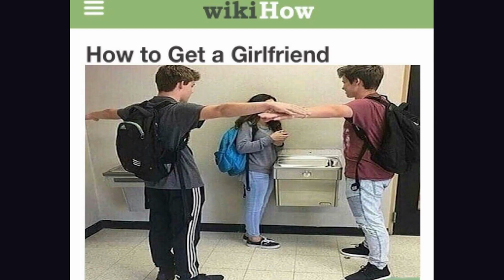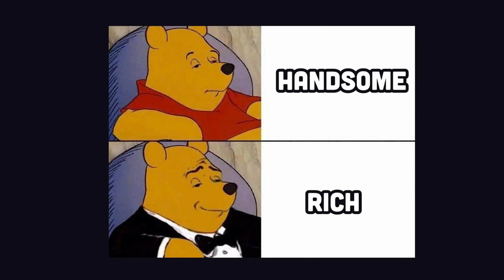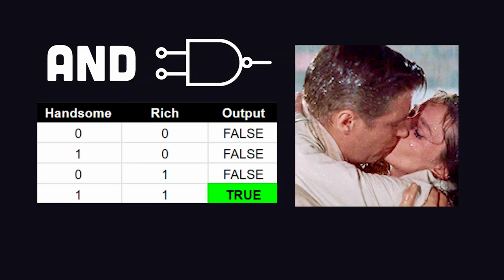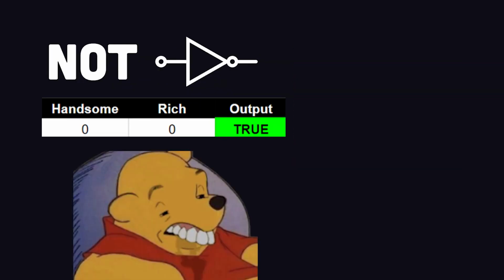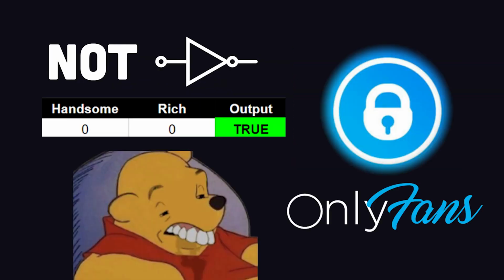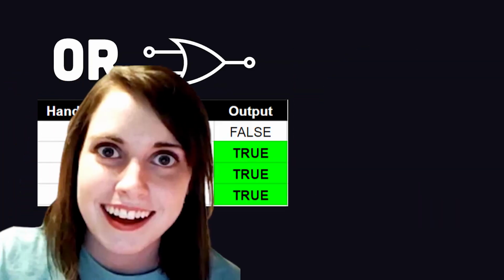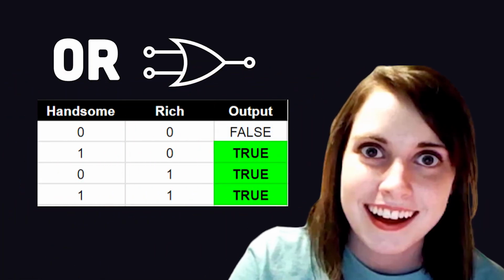Imagine you're trying to get a girlfriend. We can use the Boolean variables of rich and handsome to describe you. If you're both rich and handsome, you'll definitely get a girlfriend. But if you're not rich and not handsome, you'll have to pay for an OnlyFans girlfriend. If you're rich or handsome, you can still get a girlfriend, but your selection is more limited.